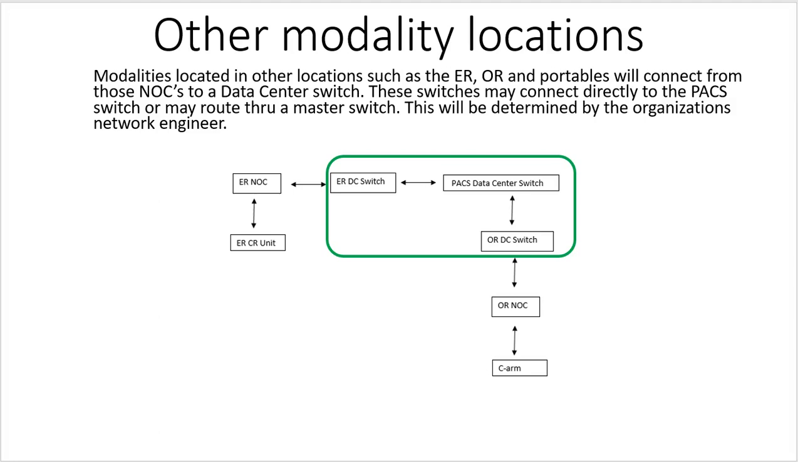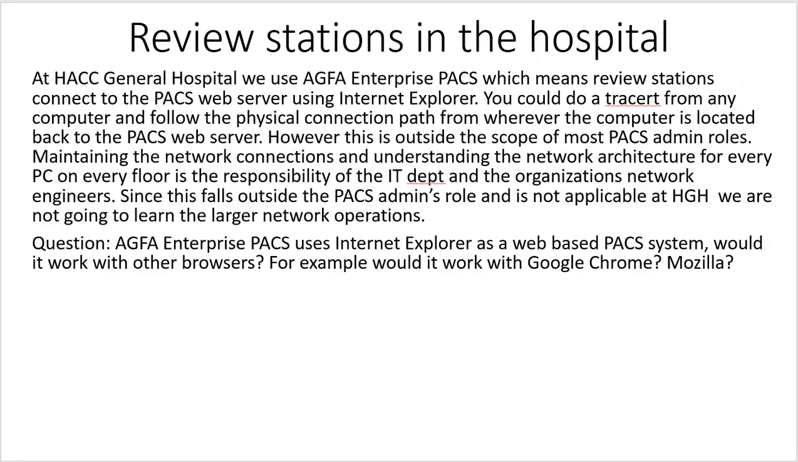Okay, so let's pick up where we left off. I have all my modalities now connected to my PACS, including the ones in other modality locations, such as the ER and the OR, and they can all find their way into the data center and into the PACS system in the PACS data center switch. So now I can get images into my PACS system, but how do I get the images out?